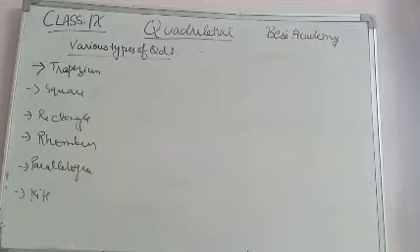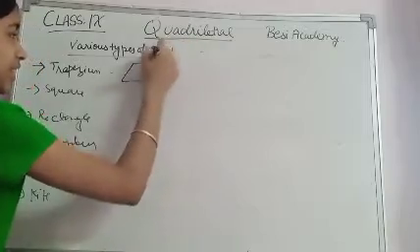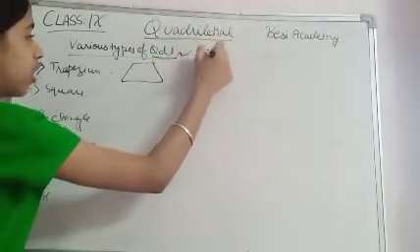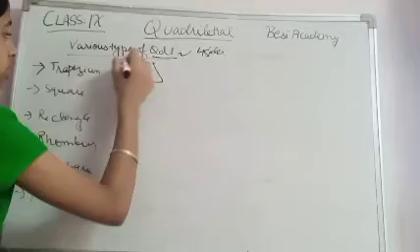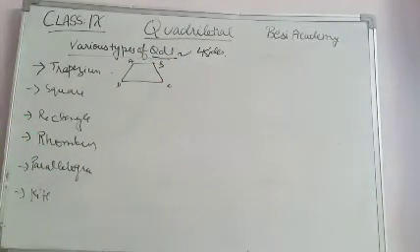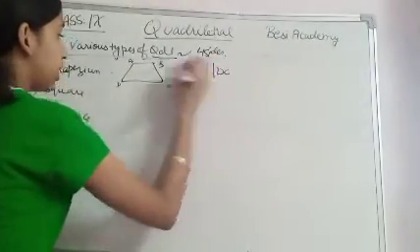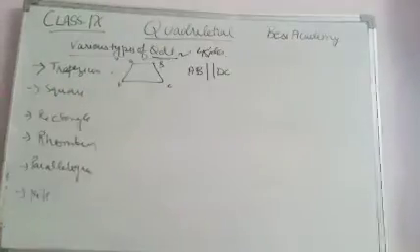So first of all, we will talk about the trapezium. A quadrilateral is a shape of four sides, so all these shapes have four sides. So ABCD is a quadrilateral in which there is a pair of parallel lines. So AB is parallel to DC.